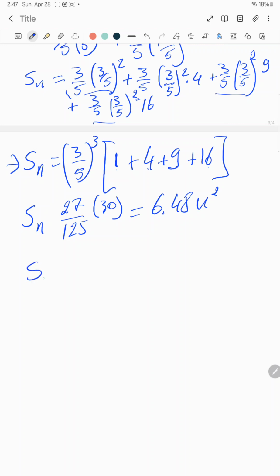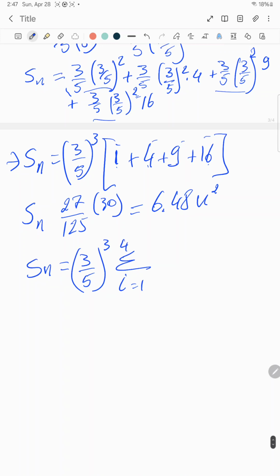But now I want to come back here, and I will explain for you the formula. I can write Sn equal 3 to the power 3 over 5 to the power of 3, sum i equal 1, and I have 1 term, 2, 3, 4 to 4, and I realize 1 is 1 square, and 4 is 2 square, and 9 is 3 square, and 16 is 4 square. So it is i square, because if i equal to 1, I have 1 square, which is 1. If i equal to 2, I will have 4, because 2 to the power of 2 is 4. i equal 3, I have 9, and i equal 4, I have 16.